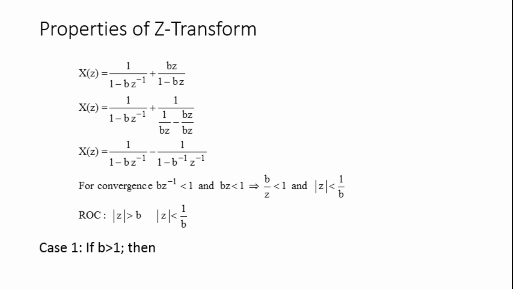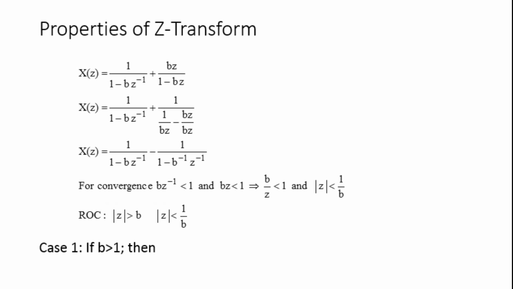For convergence, mod of b z inverse is less than 1 and mod of bz is less than 1. That is, b by mod z is less than 1 and mod of z is less than 1 by b. Then ROC is mod of z is greater than b and mod of z is less than 1 by b.